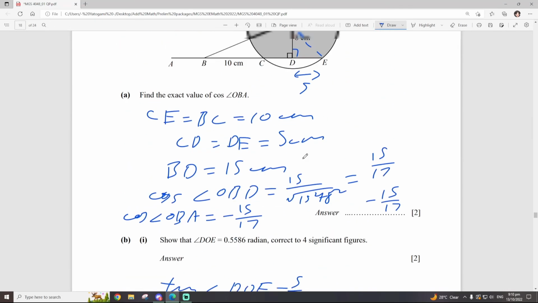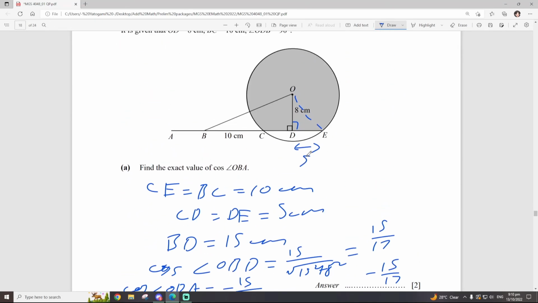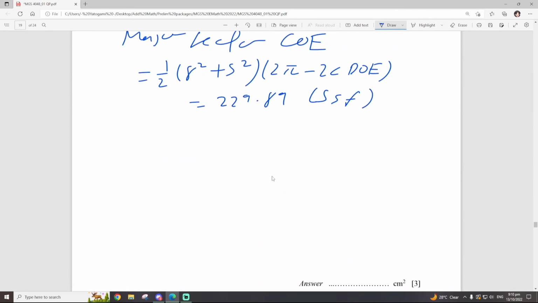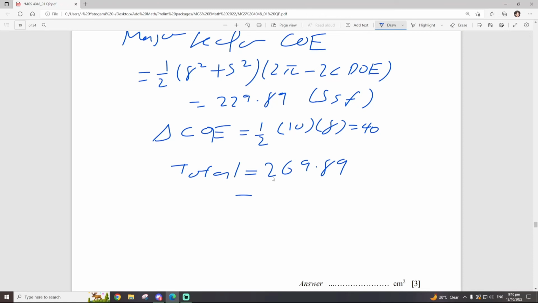And what about the triangle COE? This one is easy, half times base times height. Okay. Triangle COE equals half times base, which is 10, times height, which is 8, which is 40. Total will be 269.89, which is 273 SF. Okay.